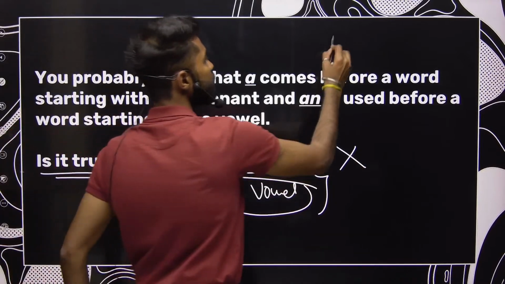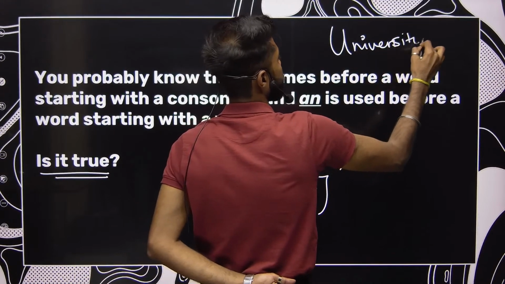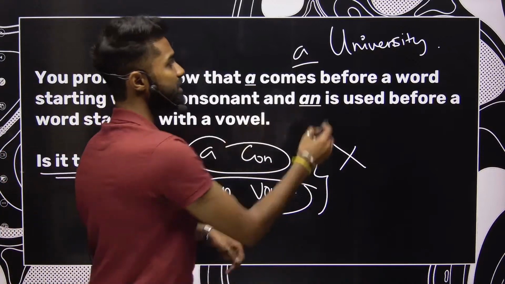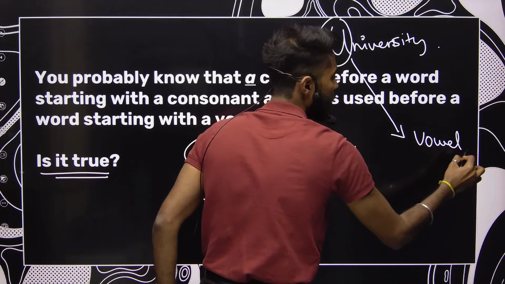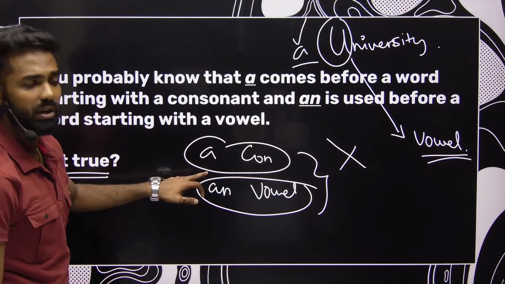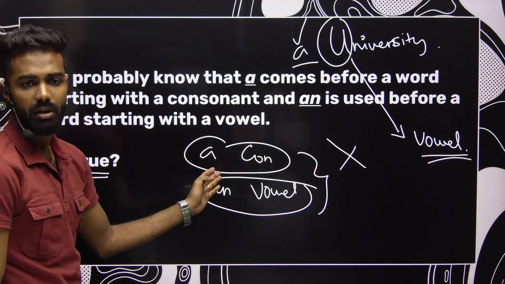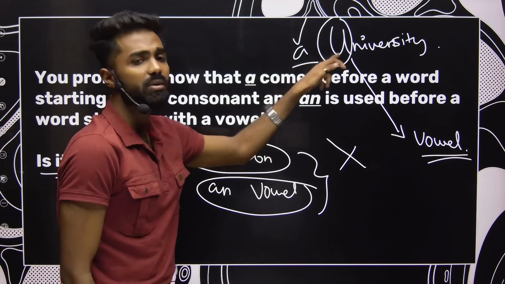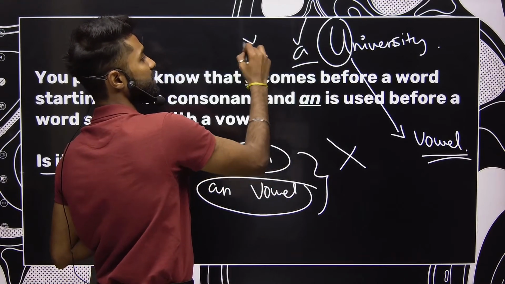For example, university. Here, I'll be using a university, not an university. Though the first letter is a vowel, I'm using A here, all right? Whereas normally in school, what you have learned is A means consonant, and an means vowel, okay? But here, I'm using a university, which is the correct form. I won't be using an university. An is incorrect here, right?